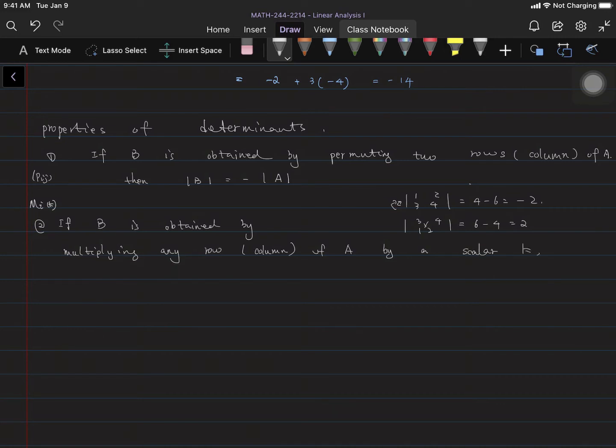Then determinant of B equals what? K times determinant of A. I can give you one example.